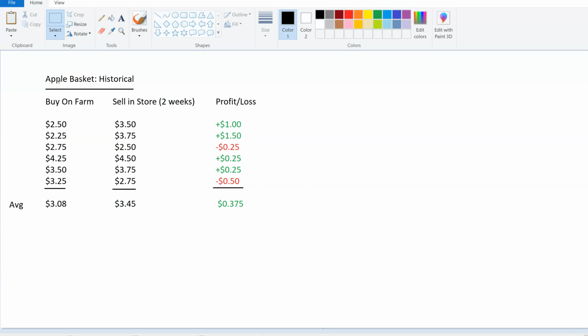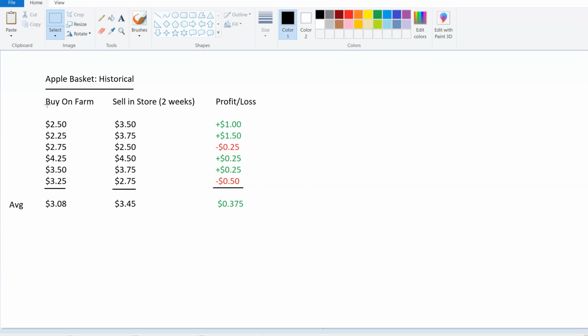Let's pretend that we have a business where we buy a basket of apples on a farm, and then we take the apples and sell them at our store. It takes us on average 2 weeks to sell the apples. Some apples we sell, some apples end up getting spoiled after 2 weeks because they expire and we have to throw them out. So let's run a backtest on this strategy, a backtest of our data to see how this strategy performed in our store.